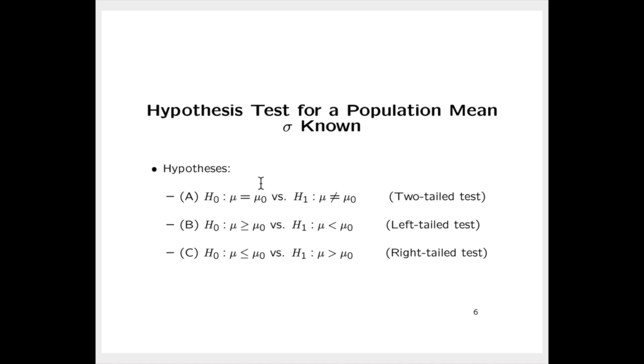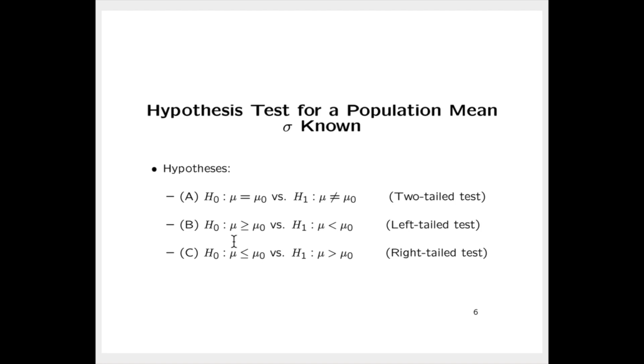But in a real problem, in an applied problem, we would have an actual value here. The alternative hypothesis, which is the logical complement, the opposite of the null, would therefore be that the mean mu is not equal to that hypothesized value. Then we have what's called a left-tailed test.